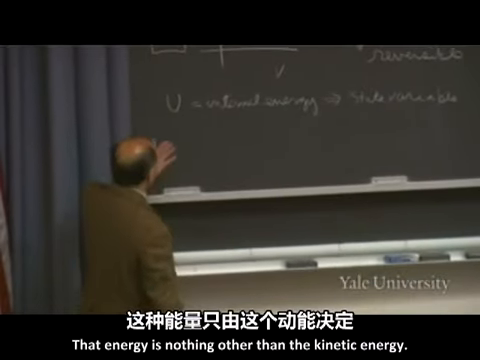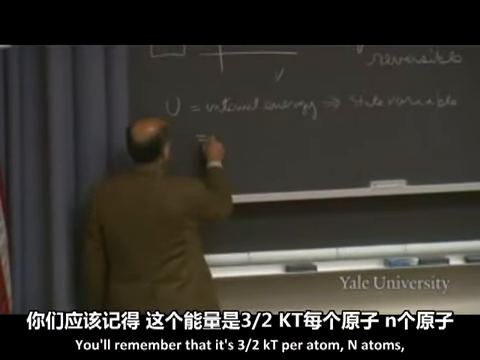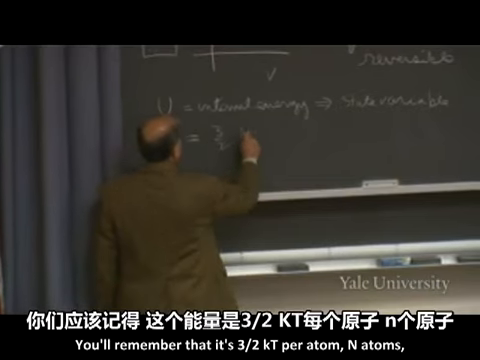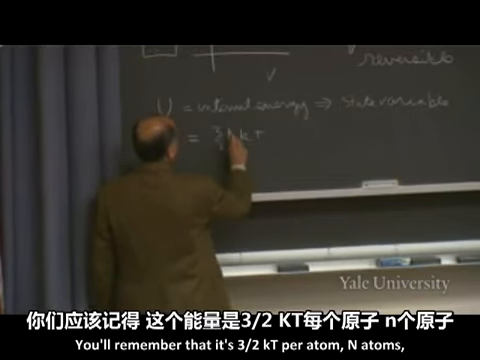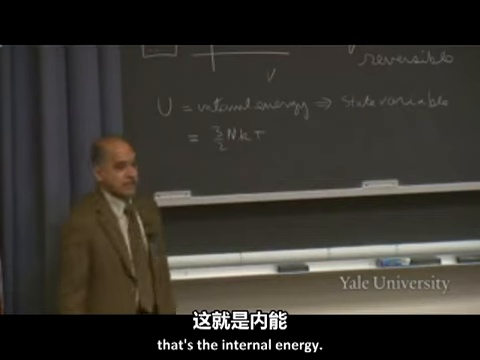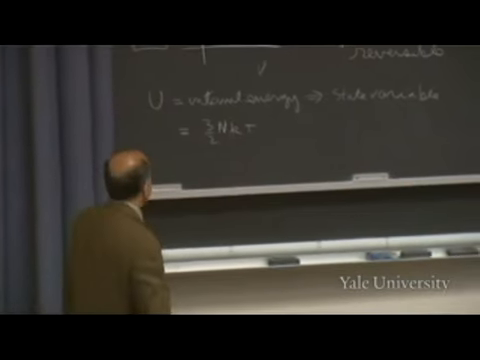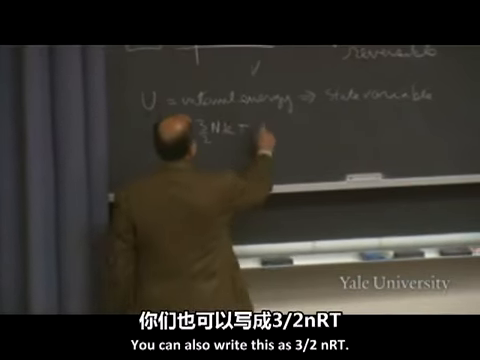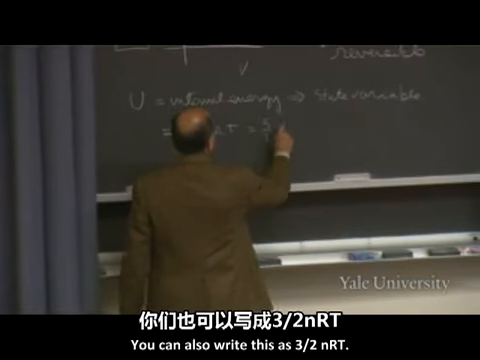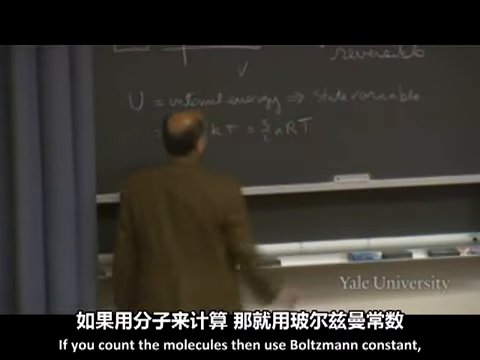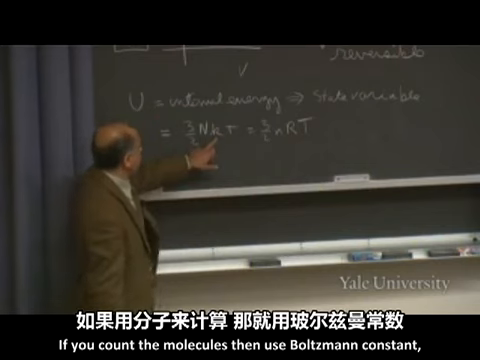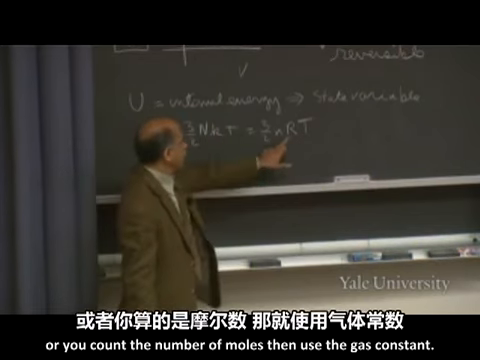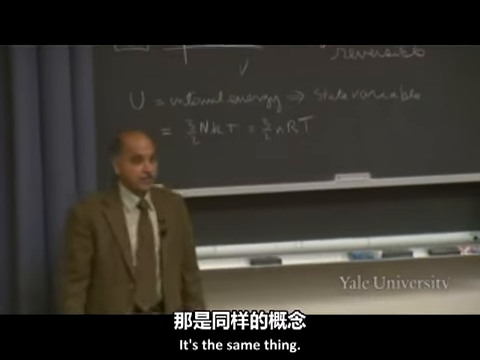That energy is nothing other than the kinetic energy. You remember there is 3/2 kT per atom, n atoms. That's the internal energy. You can also write this as 3/2 nRT. Either you count the molecules and use Boltzmann constant, or you count the number of moles and use the gas constant. It's the same thing.